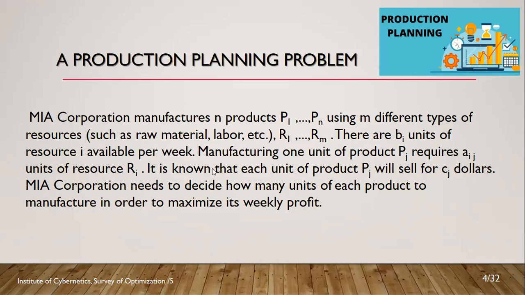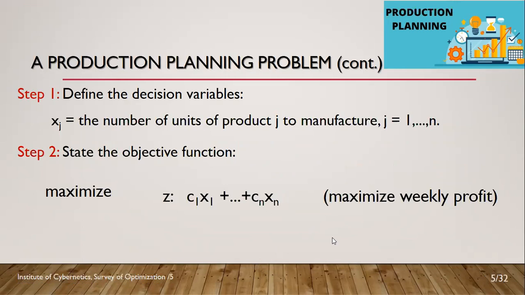Now, producing one product P sub j requires a sub ij units of resources. And we need to decide how many units of each product we want to produce so that we could maximize its weekly profit or revenue. It doesn't really matter in this case. This is a very typical situation, and in fact, many examples that we considered so far fall within this general framework. So we know very well how to formulate this type of problems.